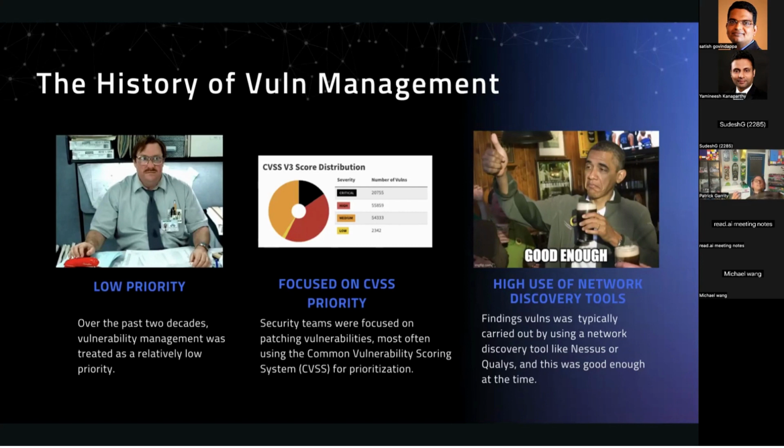But the reason why it's important, some history of why it's important, is, first off, for the last couple of decades, vulnerability management was a pretty low priority. And most organizations relied on CVSS scoring to determine what to fix. And most vulnerability patching was based on your network scanning, so your Tenable, your Qualys, Rapid7, other products there. And the reality is it worked pretty well.